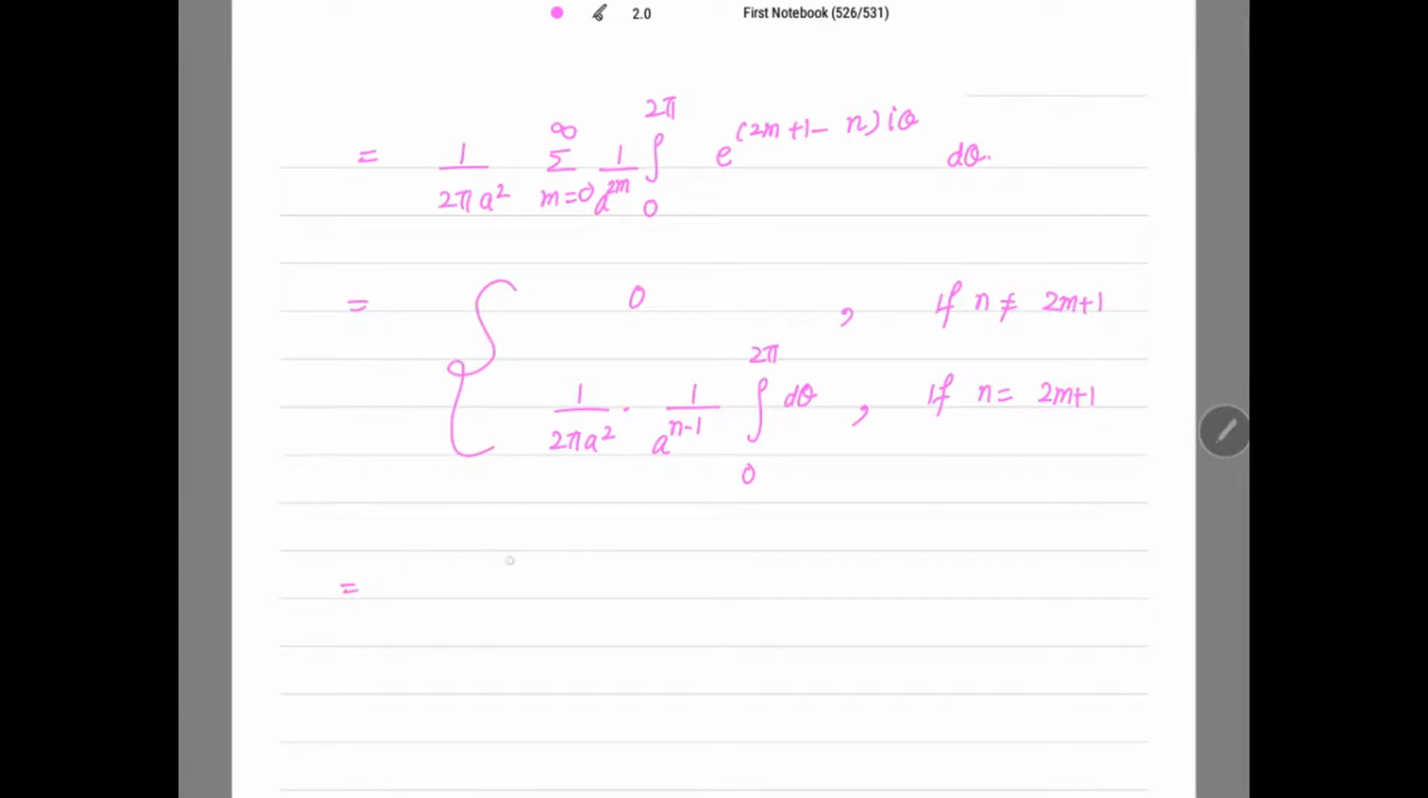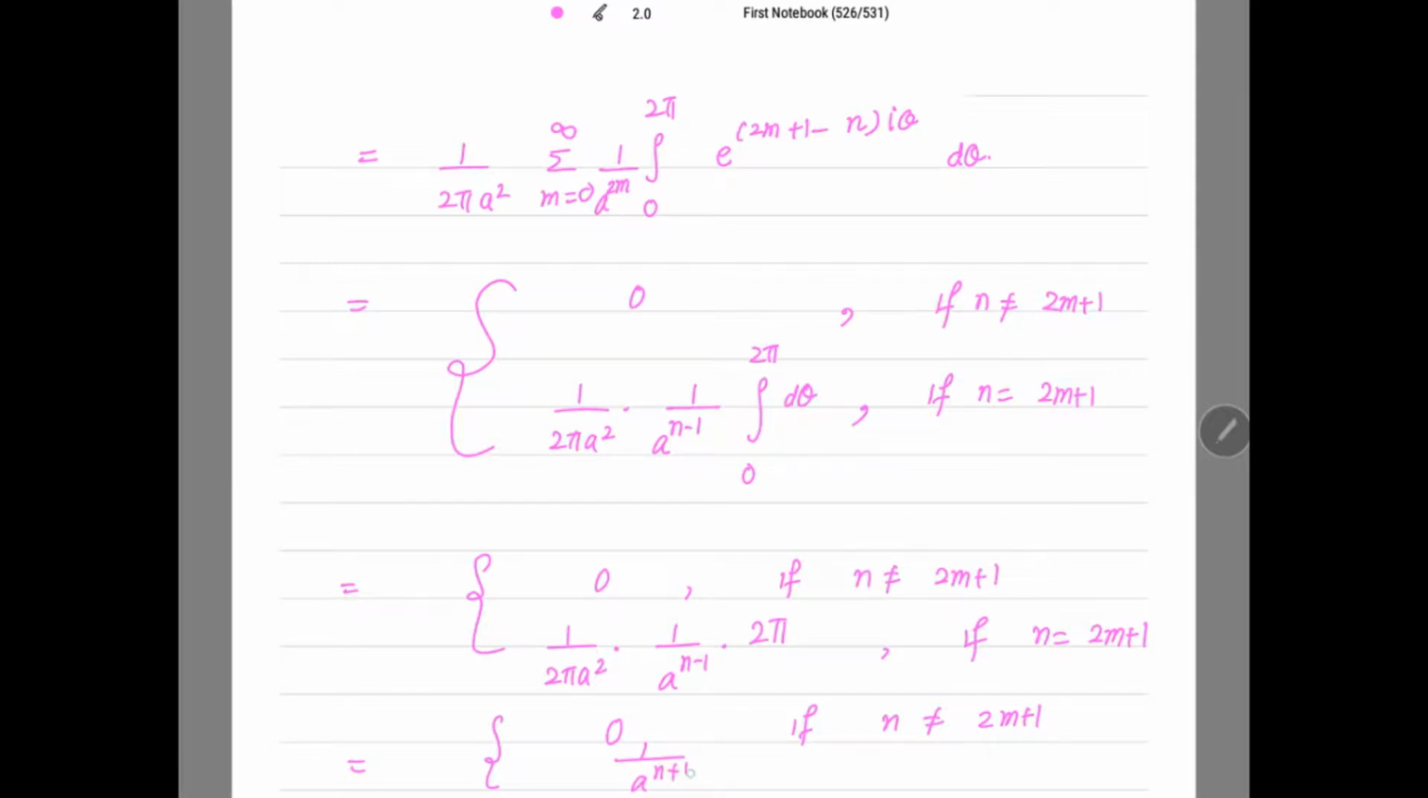Again in the next step, this is 0 if n is not equal to 2m plus 1, and this is equal to 1 over 2 pi a square into 1 over a raised to the power n minus 1. The integration for this is 2 pi if n is equal to 2m plus 1. So 2 pi cancel, what do we get? Further, 0 if n is not equal to 2m plus 1, and this will be 1 over, adding the powers, we get n plus 1. So 1 over a raised to the power n plus 1 if n is equal to 2m plus 1.